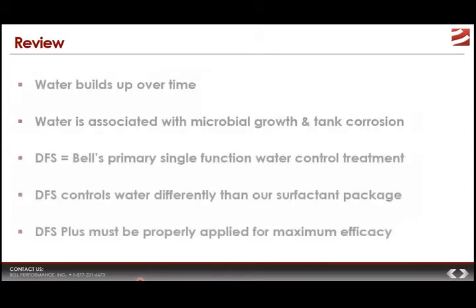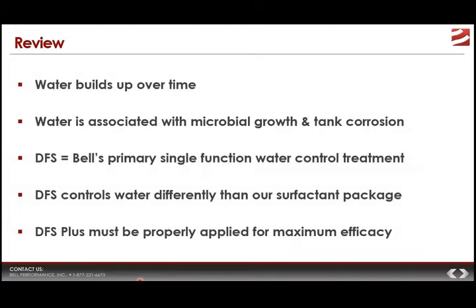So in review, we know that water builds up in storage tanks over time, whether we like it or not. Free water layers are associated with microbial growth and with storage tank corrosion. Bell Performance has a solution for this, DFS Plus, our primary single-function water control treatment, which controls water differently than some of our other non-alcoholic surfactant packages. And it's extremely effective as long as it's properly applied according to best practices.